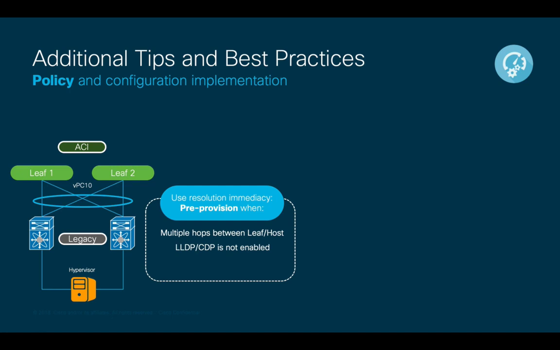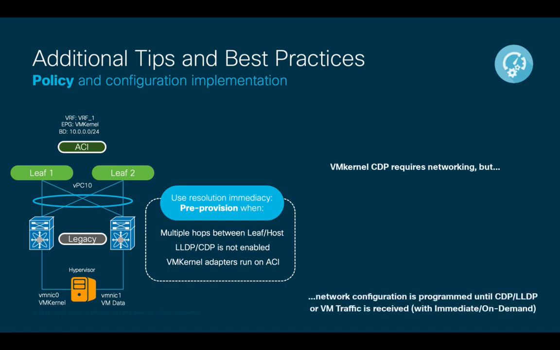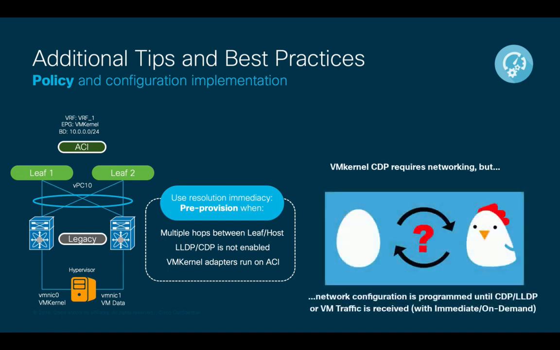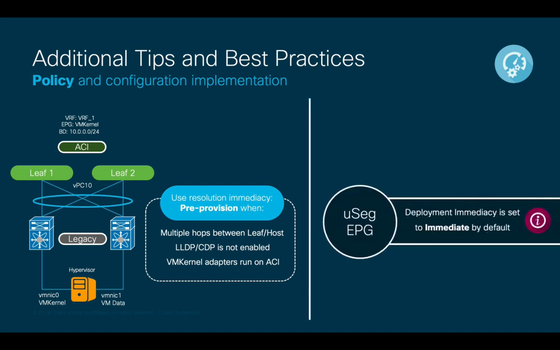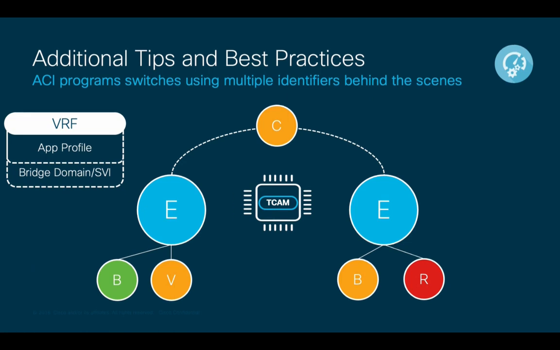Also, if you have VM kernel adapters or hypervisor management adapters connected to the ACI fabric, in addition to the hypervisor VM adapters, a CDP-LLDP relationship won't be formed until you provide connectivity. Therefore, pre-provisioning may be needed for such environments. As a side note, keep in mind that when microsegmented EPGs are used, the default deployment immediacy resolution is set to immediate.